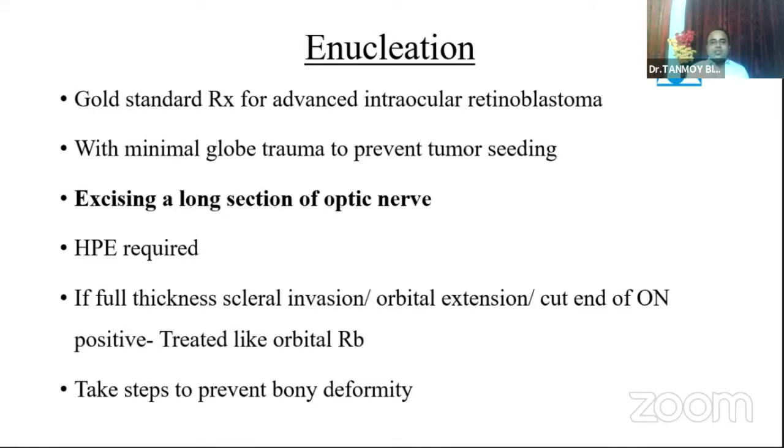So enucleation is one of the gold standard therapies for advanced intraocular retinoblastoma. We have to cause minimal globe trauma while doing it, with a long optic nerve section and histopathological examination, which, if it shows scleral invasion, orbital extension, or cut-end of the optic nerve, we should treat like orbital retinoblastoma. We have to take steps to prevent bony deformity in the form of orbital implants, along with the oculoplastic surgeon, so that when the child grows up, the orbit is not really a contracted socket.